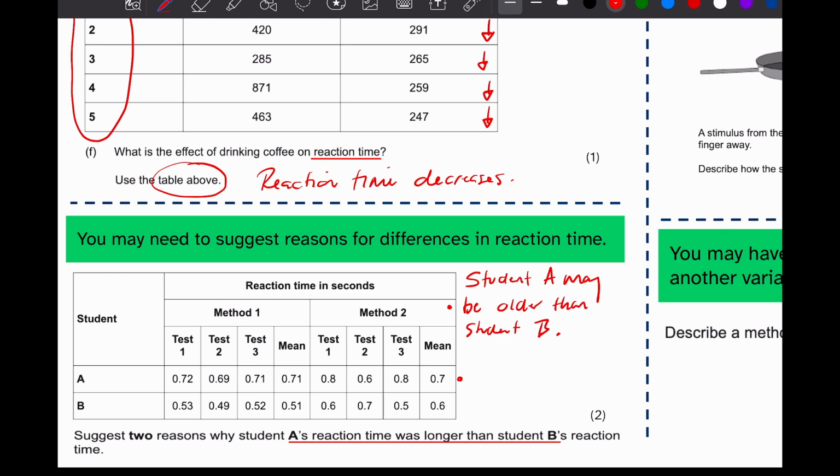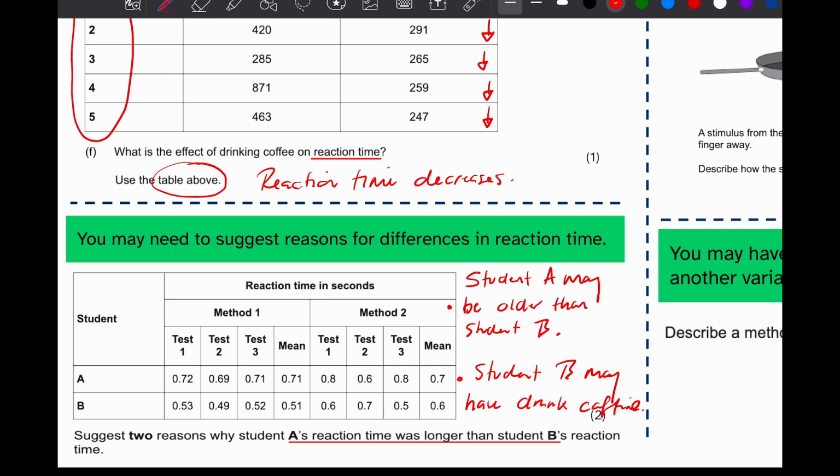Okay, another one is the effect of caffeine. So that's a really common thing that they ask about in the required practicals. Caffeine is a drug which increases reaction time. So it may be that student B has taken caffeine. There are 2 reasons. I'm happy with those 2 reasons, so I'm just going to leave the question there.